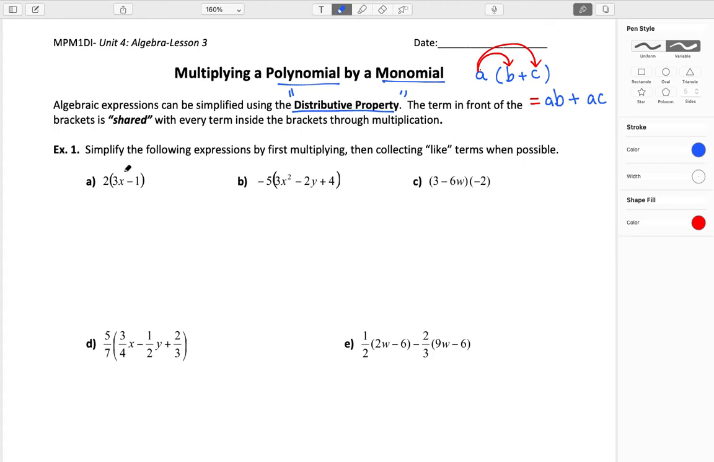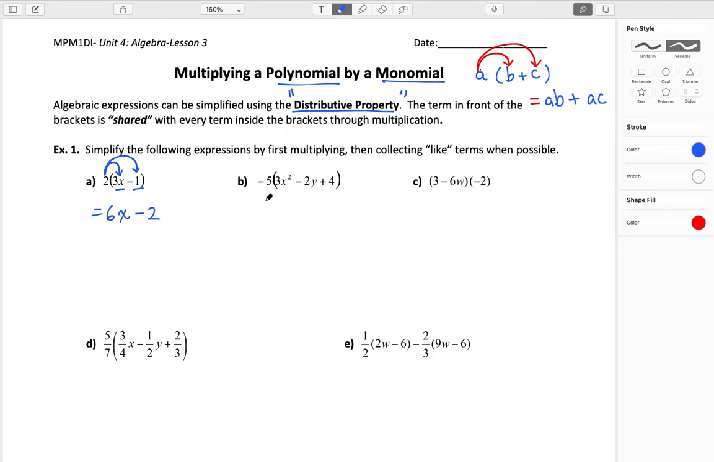Example number 1. We want to simplify and then collect like terms if possible. As you can see, 2 is in front of the house. So 2 is going to distribute with 3x and -1, because there are 2 people in the house, meaning 2 terms. When I distribute, 2 times 3x, you do the numbers first, it will be 6x. 2 times -1 is -2. And that's your final answer because there are no like terms.